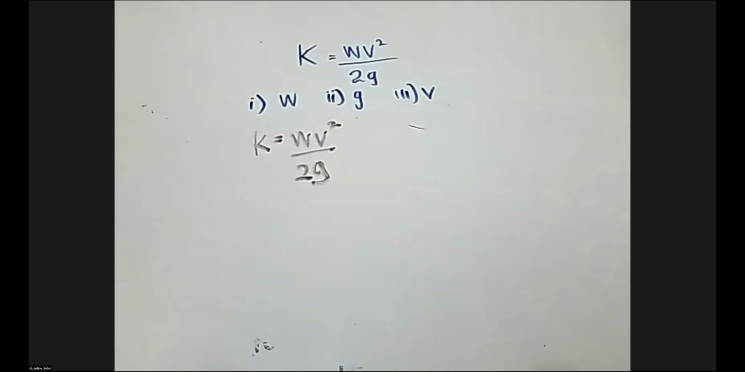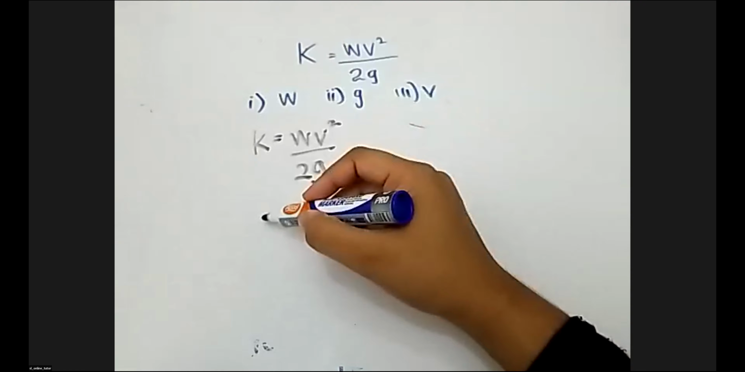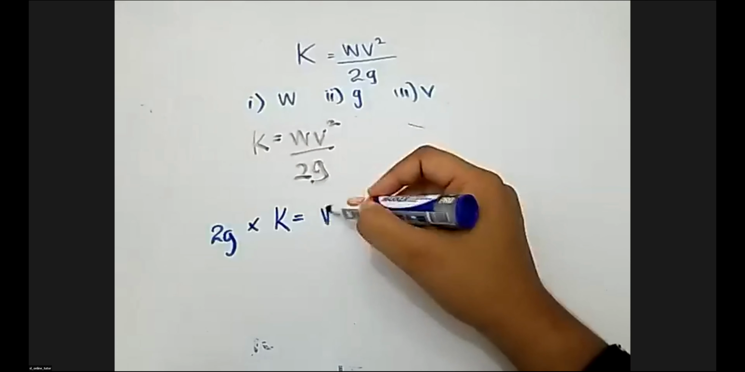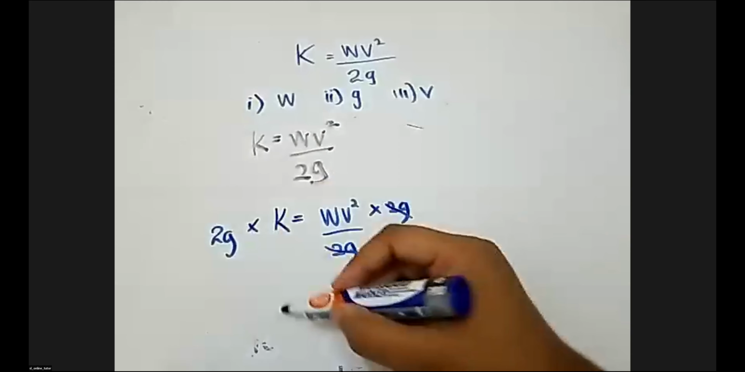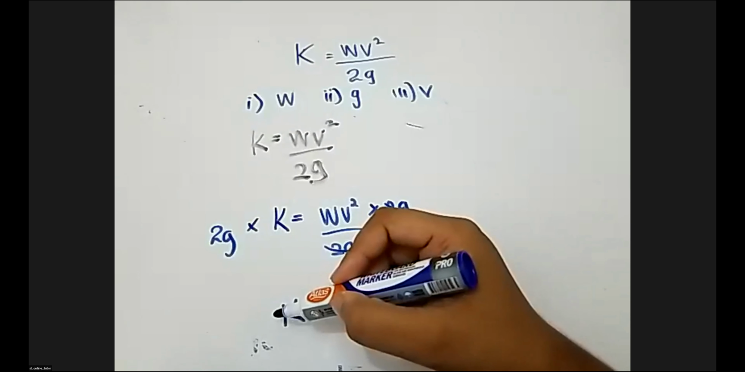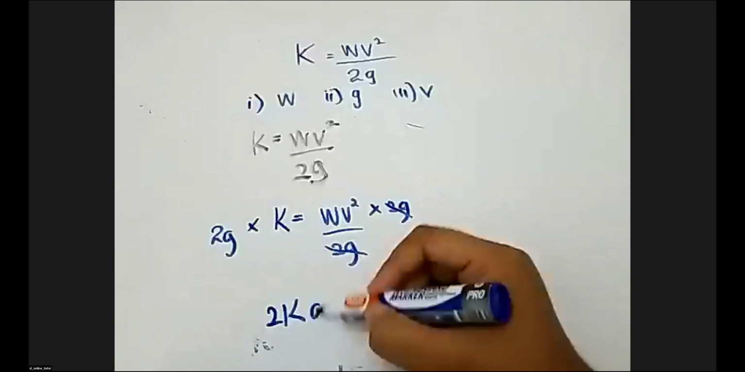You have to make W as the subject. What should we do here? You have to remove 2g and v squared. How can we remove? We have to remove the denominator first by multiplying both sides by 2g. Now I can cancel 2g. Here I get 2 kg. Very good. 2 kg equal wv squared.